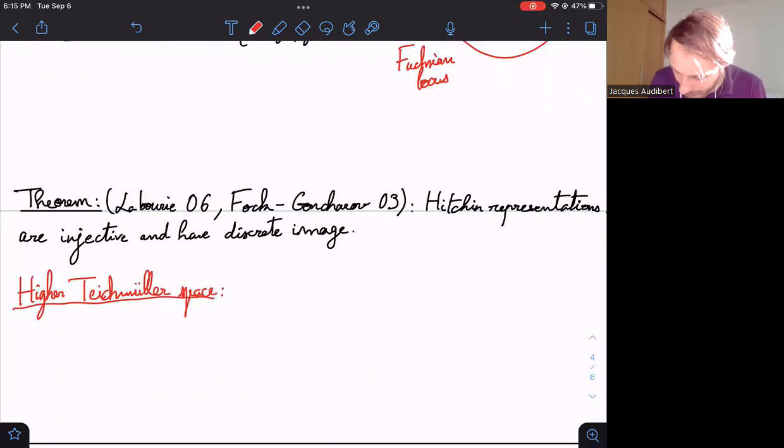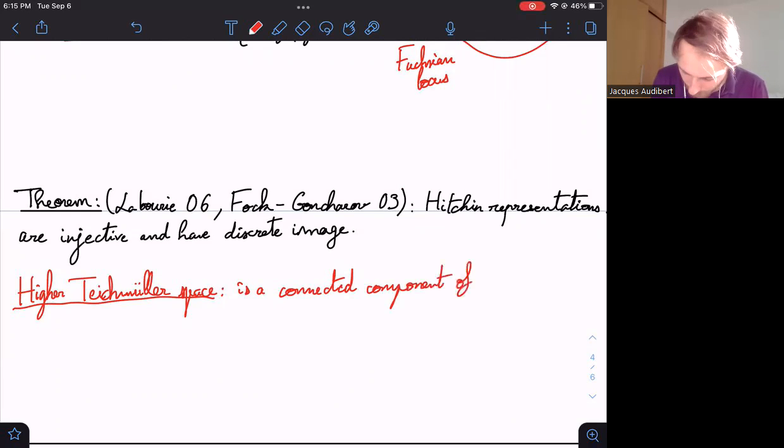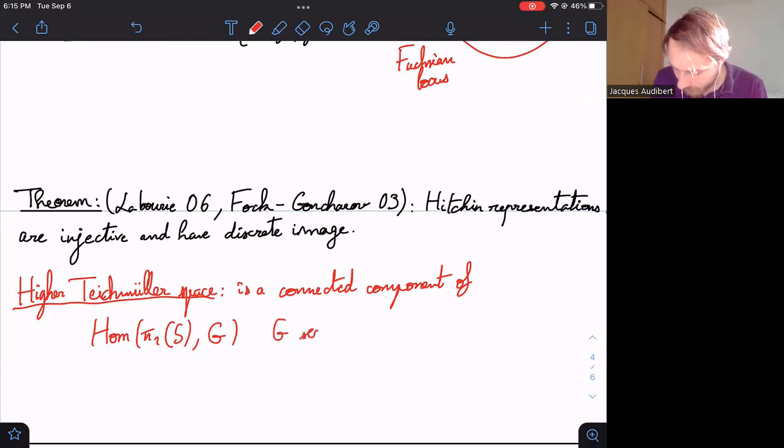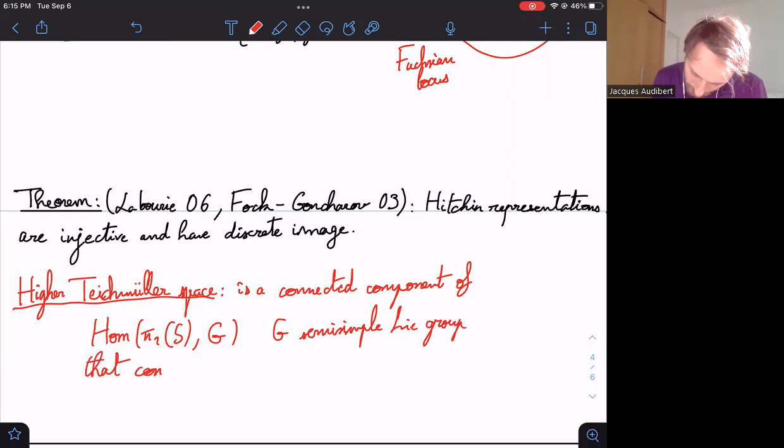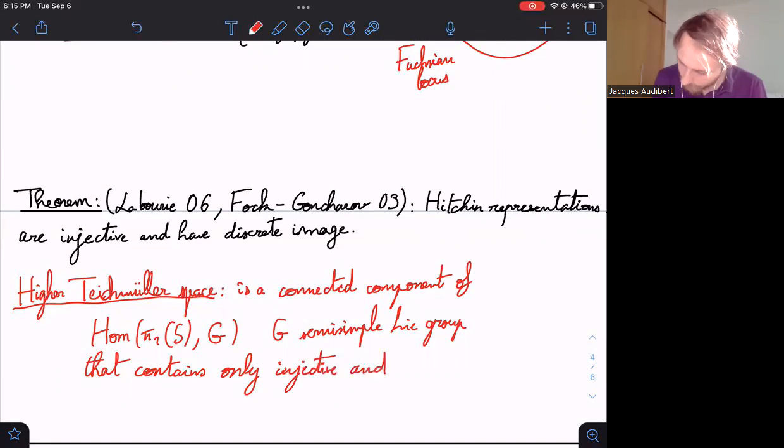So a higher Teichmuller space is a connected component of Hom(Γ, G), for G a semi-simple Lie group, that contains only injective and discrete representations.